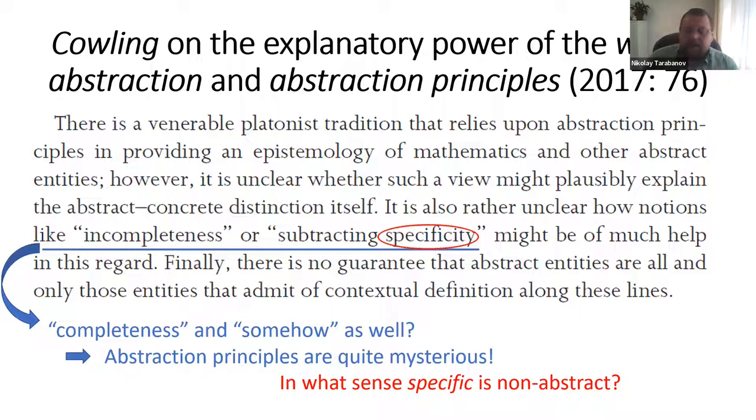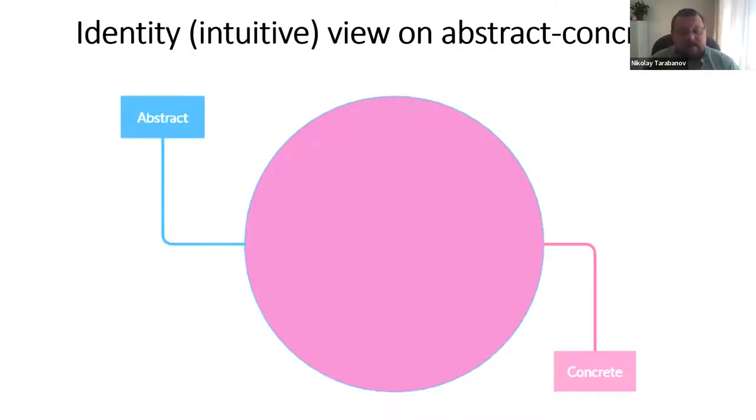Discussing the explanatory power of abstraction principles as well as the way of abstraction or concretization, we probably should admit that notions like incompleteness or subtracting specificity might be of no considerable help in this regard. After all, abstraction principles are quite mysterious, and in what sense is specific non-abstract? We even could propose an identity view, a very intuitive and something like crazy view on the abstract-concrete distinction.